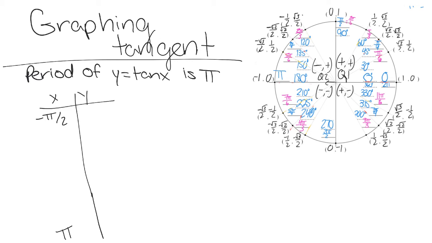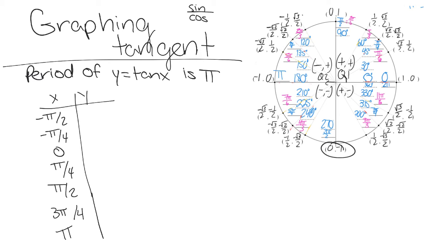So then we have negative pi over 2, negative pi over 4, 0, pi over 4, pi over 2, 3 pi over 4, and then pi. So tangent is sine over cosine. So at negative pi over 2, sine over cosine, negative 1 over 0 is undefined. When things are undefined, it is an asymptote. So we're going to have some asymptotes in this graph. At negative pi over 4, it's negative root 2 over 2 over root 2 over 2. So that's negative 1.